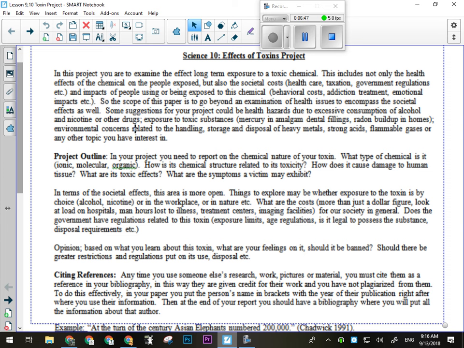So the scope of this paper is to go beyond an examination of health issues and encompass the societal effects as well. Some suggestions could be health hazards due to excessive consumption of alcohol, nicotine, or other drugs, exposure to toxic substances, and these two are kind of a joke, mercury in amalgam dental fillings. You guys probably won't even have amalgam dental fillings because they've been essentially phased out.